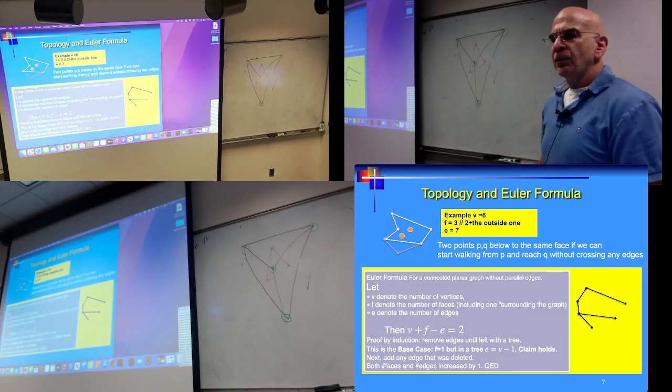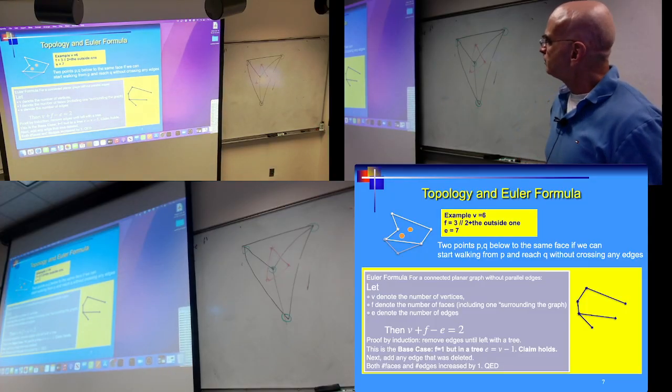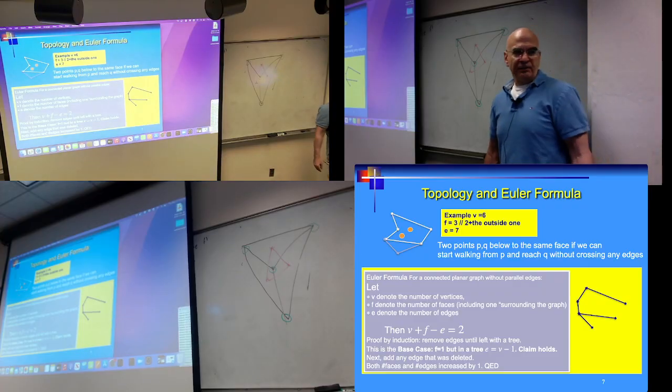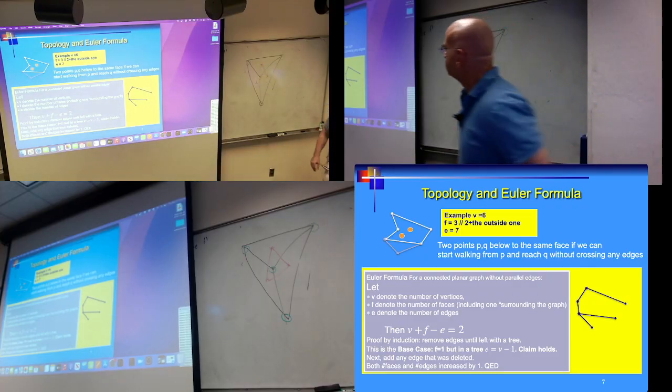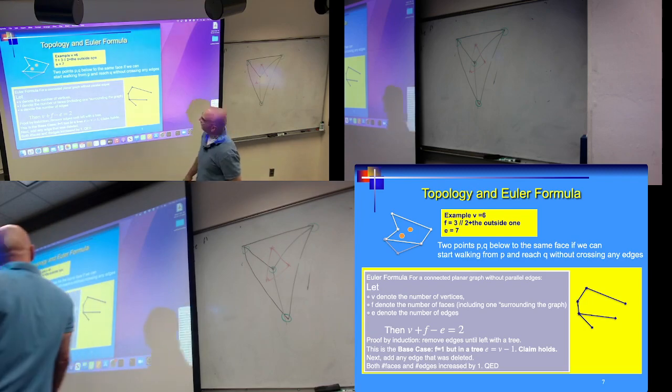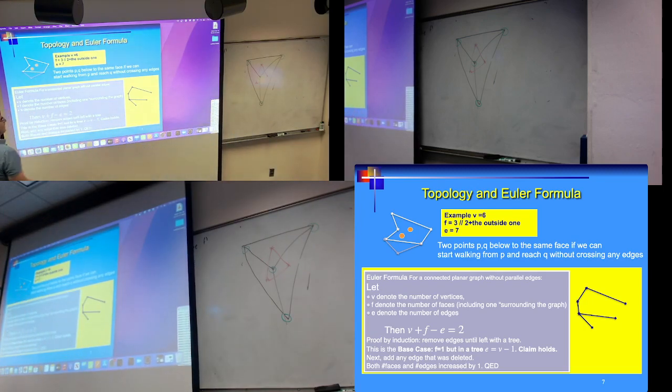Let's talk about Euler formula. Very, very cool. Euler formula tells you the following. Look at the planar graph, and I'll assume that the planar graph is connected. It's not two graphs with nothing between. Between any two vertices, I should be able to walk along edges and go from one vertex to another. It's connected.